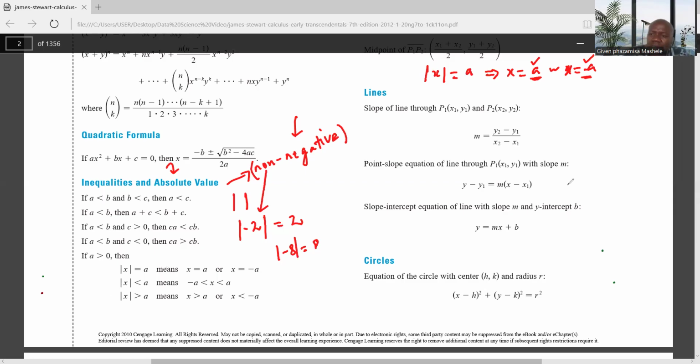But if they say the absolute value of x is less than a, we can say that the value of x is a value between -a and a. I think this is what you need to understand when we're dealing with absolute values. Absolute values are always non-negative.